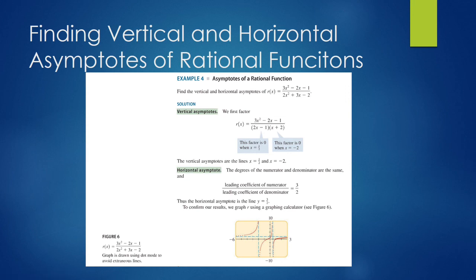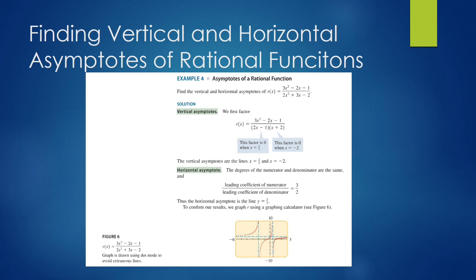To find the vertical asymptotes, we need to factor because we have to figure out where the denominator is equal to 0. So we factor the denominator. And we see very quickly, if we set this factor equal to 0, we would get 1/2. If we set this factor equal to 0, we would get -2. The vertical asymptotes will then be x equals 1/2 and x equals -2. So you take the two zeros and you set them equal to x, and that would be the vertical lines that are the asymptotes.